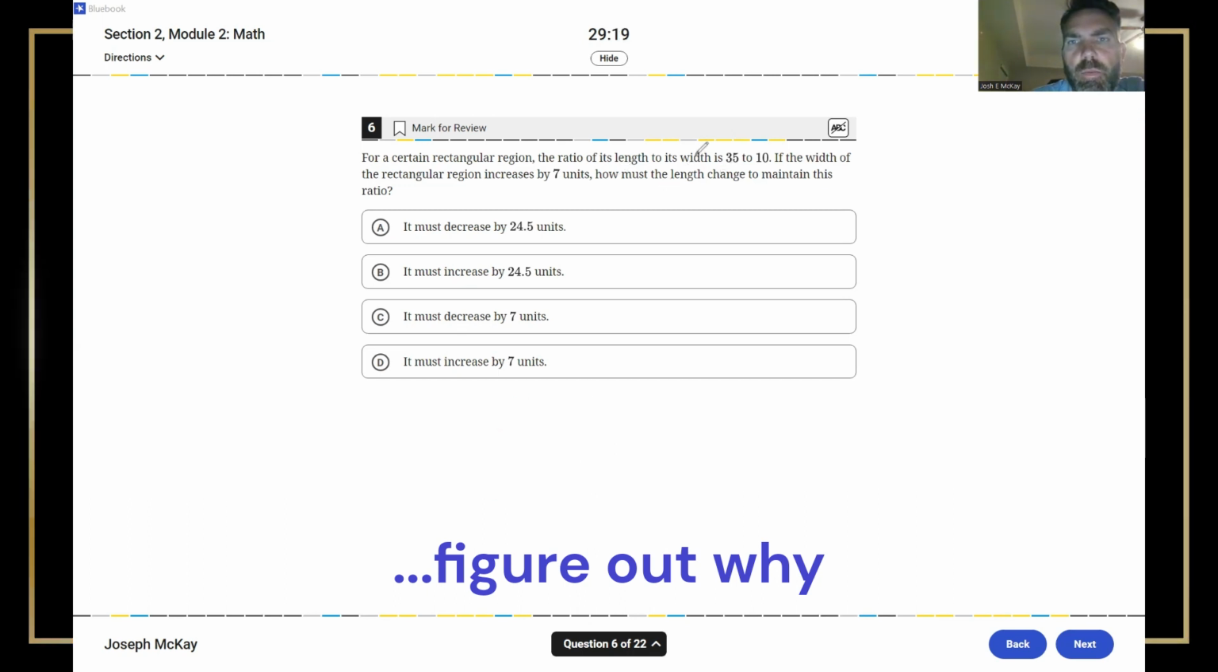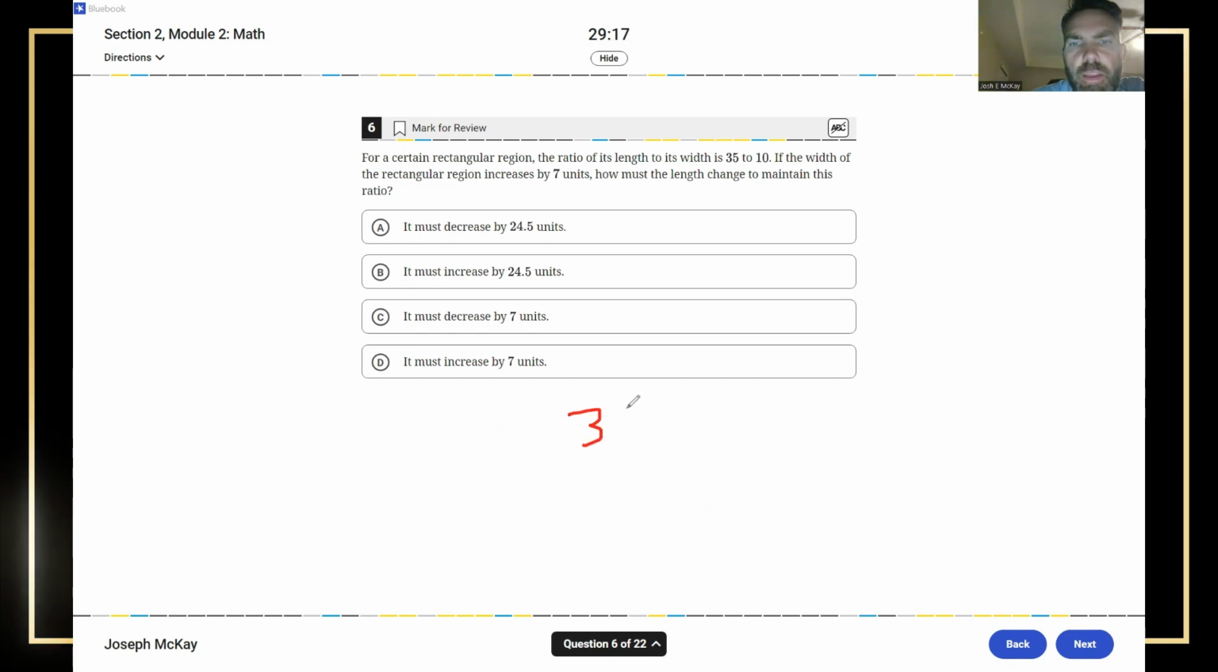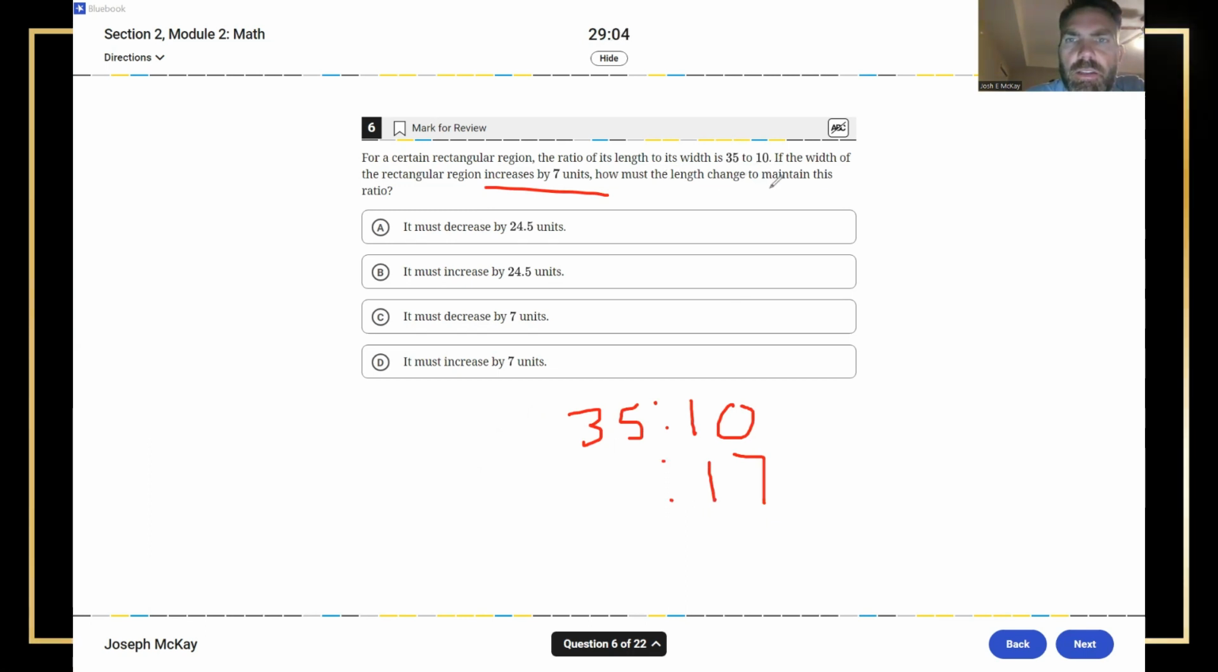The length to the width is 35 to 10. So the 10 is the one that changes. The width increases by 7. This one's going up to 17, and then you're trying to maintain, how must the length change to maintain this ratio?